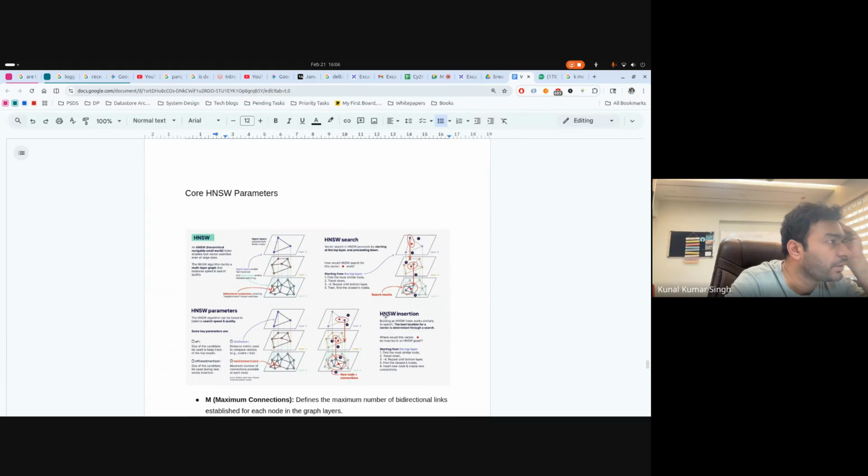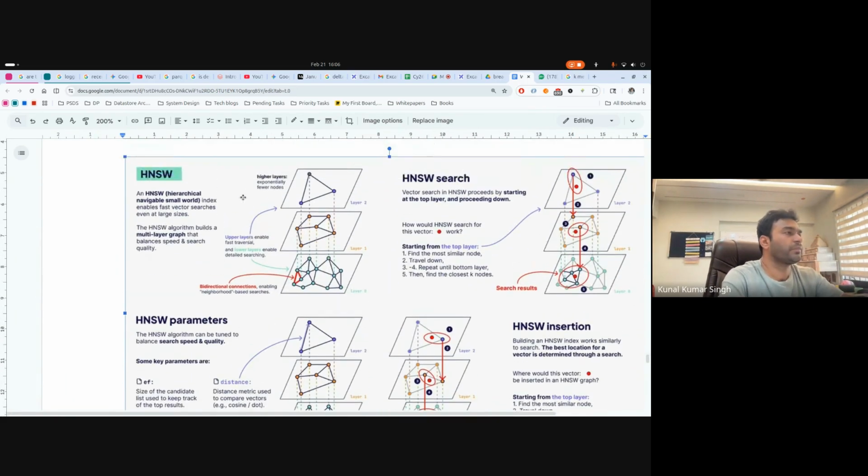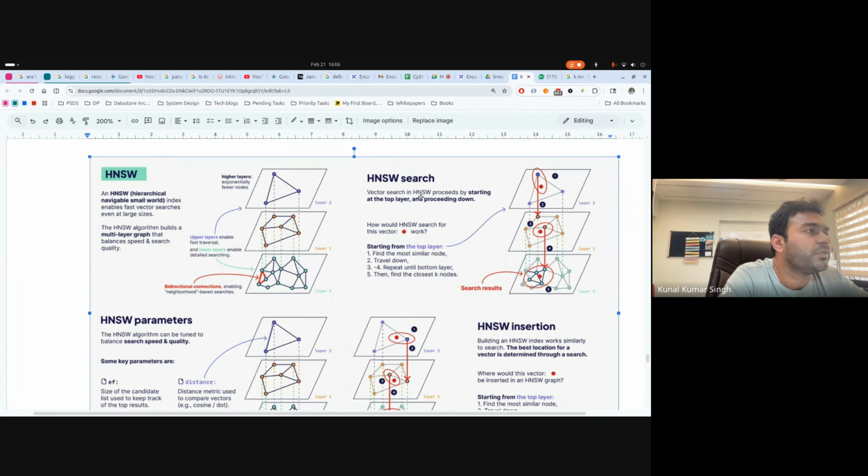Okay, let's just go through this to see if there is any insight from this diagram. So this is basically saying the index enables fast vector search even at large size, and it builds an algorithm with a multi-layer graph that balances speed and search quality. We're just talking about how this graph is built: higher layers have exponentially fewer nodes compared to lower layers. Upper layers enable faster traversal and lower layers enable detailed searching, right? So quickly we are able to go deep, and then after reaching there, bidirectional connections enable neighborhood based searches. Yes, and the lower layer enables this. Okay, HNSW search, vector search.